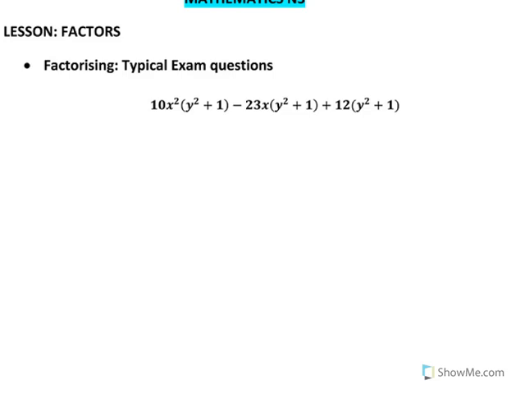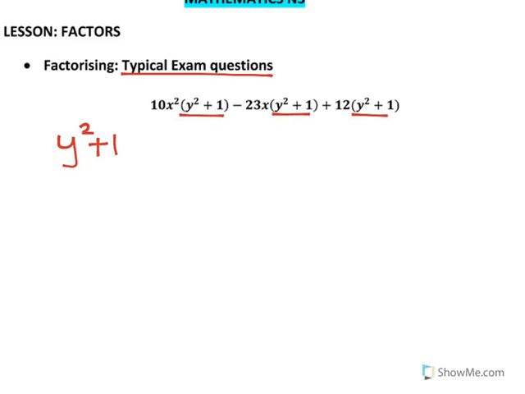Now let us look at the typical exam questions that you usually find whereby it is factorizing by grouping, and it's usually in question number 1. The first problem that we have here is factorize 10x squared(y squared plus 1) minus 23x(y squared plus 1) plus 12(y squared plus 1). And by observation already you can see y squared plus 1 repeating, which means in each and every one of them y squared plus 1 is common.